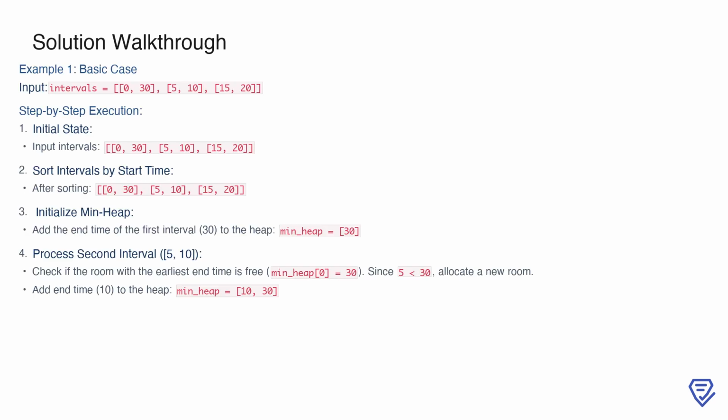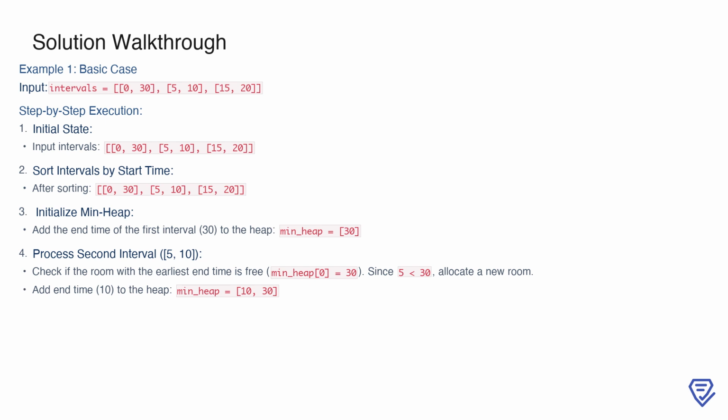Here, we start with a basic example to understand the problem. The input intervals represent meeting times, and we need to determine the minimum number of meeting rooms required. First, we initialize the state with the given intervals [0, 30], [5, 10], [15, 20]. Next, we sort these intervals by their start times to process them in chronological order, which doesn't change the order in this case. We then initialize a min heap with the end time of the first interval, which is 30. The heap helps us keep track of the end times of ongoing meetings.